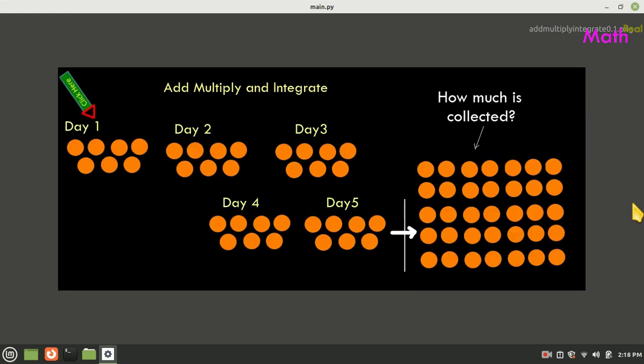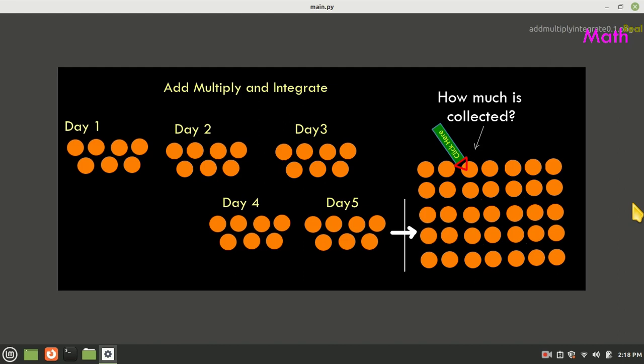Okay. So on day 1, I get 7 oranges. How much is collected? That is the question. On day 1, the collection is 7 oranges. Day 2 collection is again 7 oranges. Day 3 again 7, again 7, again 7. So at day 5, we have this many oranges. I can just count it: 1, 2, 3, 4, 5, 6, 7, 8, and it would come to 35.